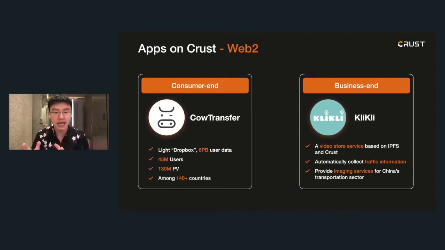As for the business end, we have Kitty. Kitty actually is a video service. It provides a video store service based on IPFS and Crust. And its business is to automatically connect traffic information and provide image and video AI services for China's transportation sector. And it serves the Chinese government.